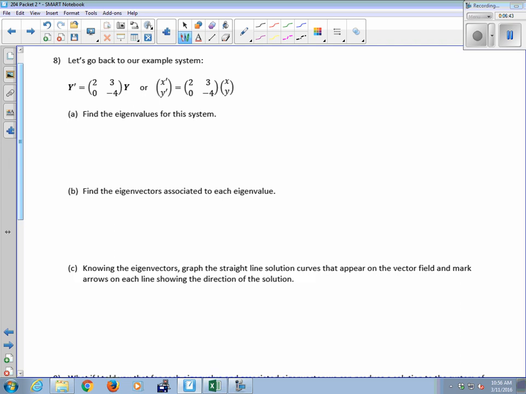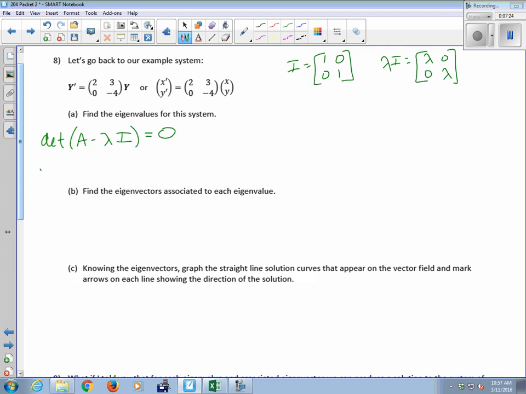All right, same system. I want to find the eigenvalues. To find the eigenvalues, we solve the determinant of A minus lambda I equals 0, and we solve that for lambda. What is A again? It's our coefficient matrix: 2, 3, 0, negative 4. I is the identity matrix, so I is 1, 0, 0, 1, which means lambda I is lambda, 0, 0, lambda. So I can take the determinant of A minus lambda I.